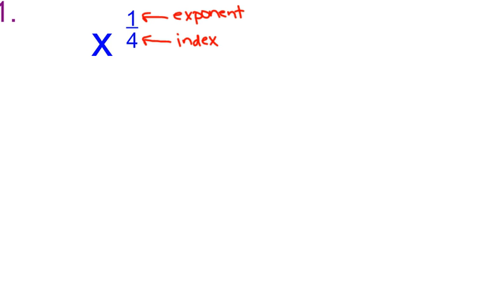But when I move this from rational form to radical, I would write this as the 4th root of x to the 1st. I don't need the 1 there, but I wanted you to see where that came from. So you can see how the 4 is in the index spot and the 1 is in the exponent spot. That process is how you always move things from rational to radical form.